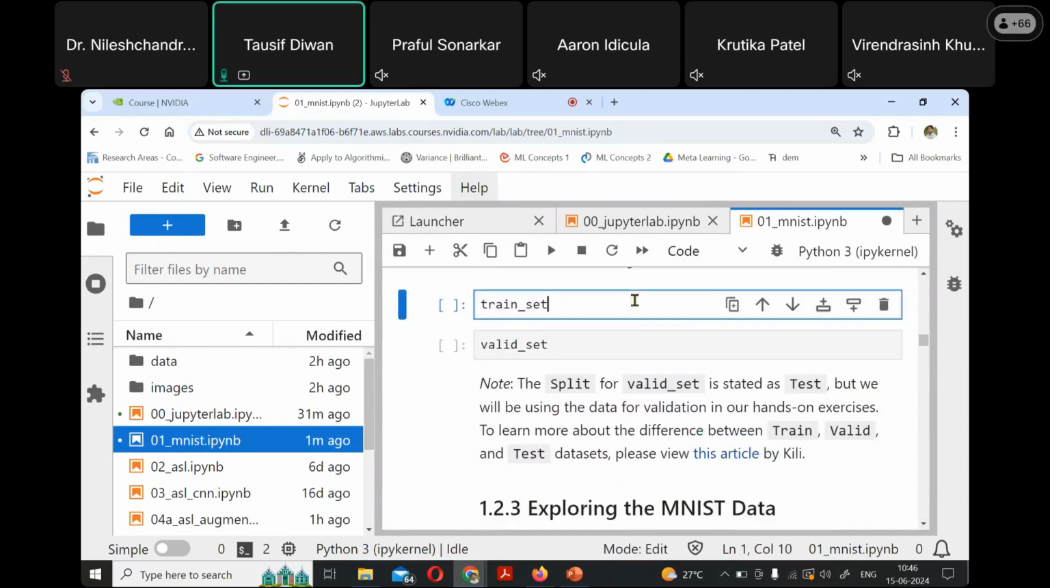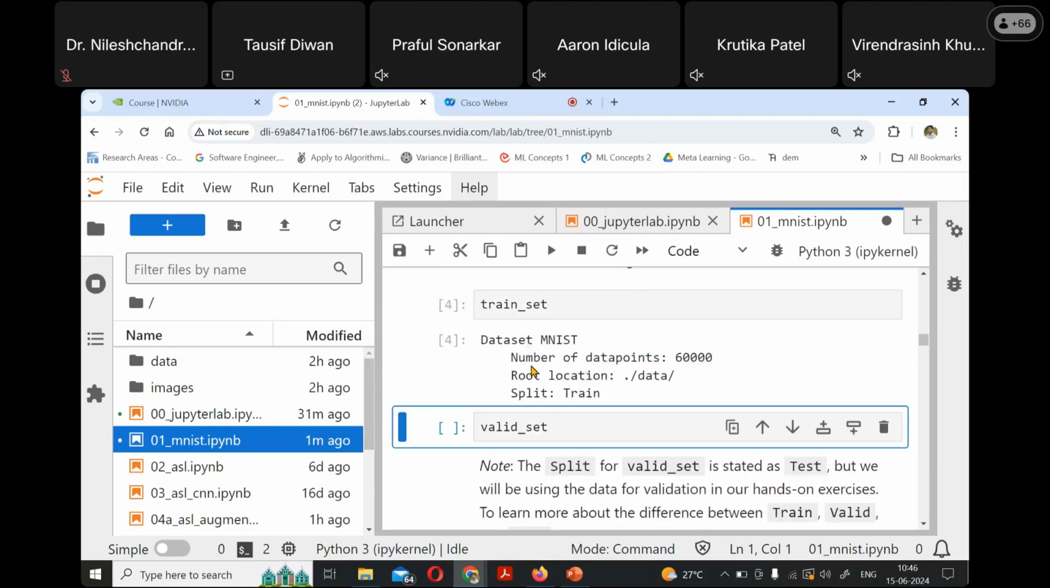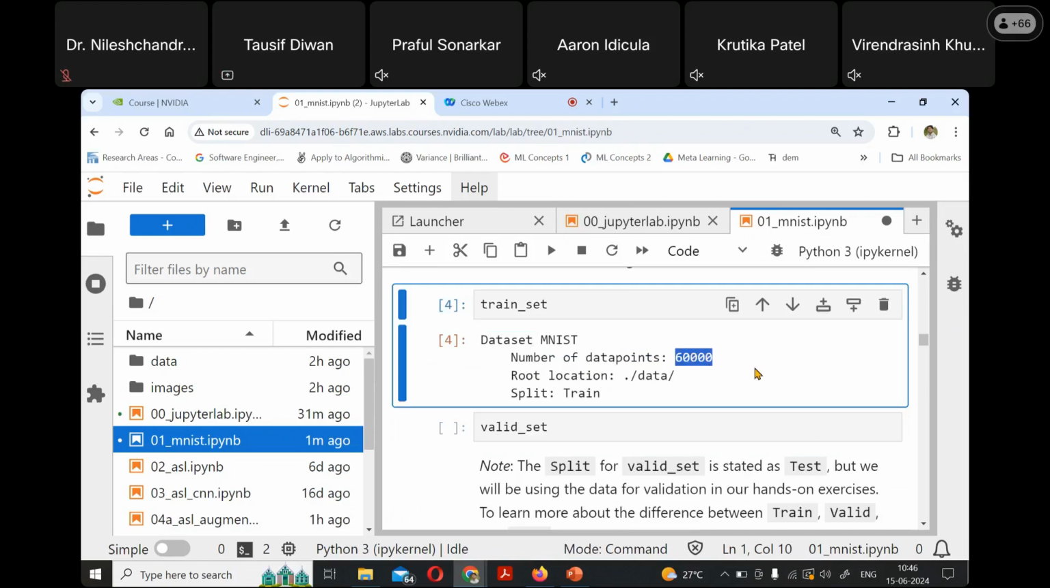Now just look at that. If we run train set, what should be the output? See, the number of data points. So total how many images? 60,000 are there. Each data point has an image as well as its label. So an image and its label is one data point. Then the second image and its label is the second data point. That's the training set. For validation, just run this cell.